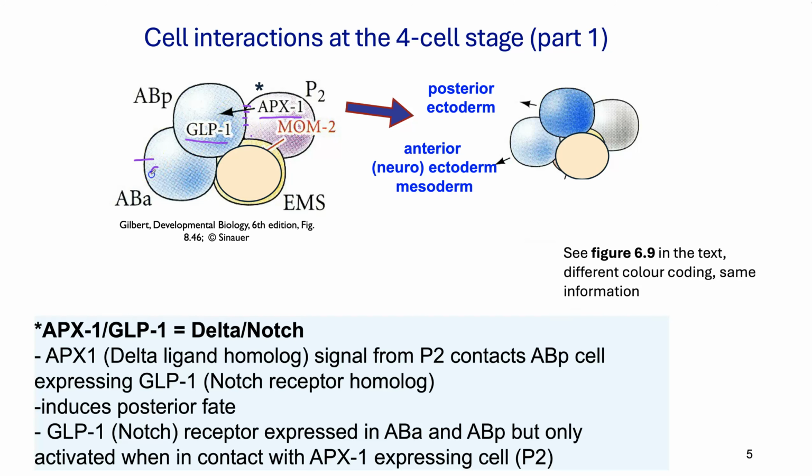ABA also has GLP-1, but it's not touching the P2 cell. So think about why it matters that these two cells are touching each other. And so this cell receives different information and develops as ABP rather than ABA.